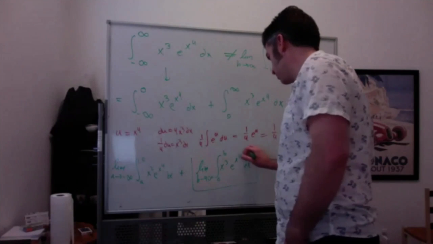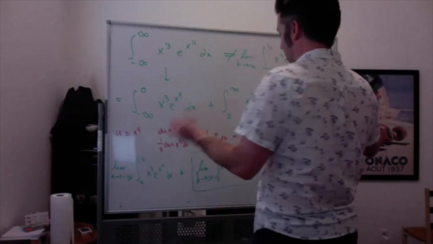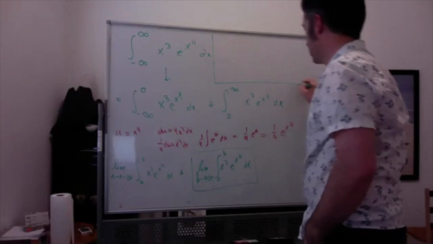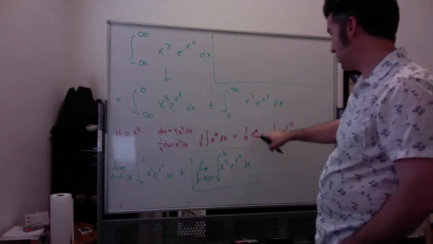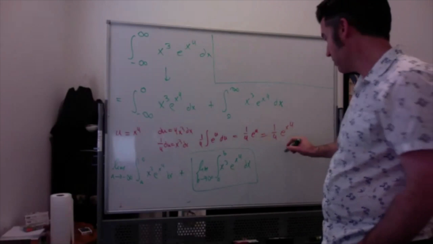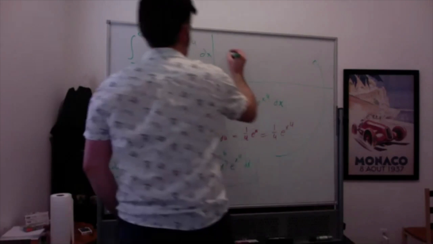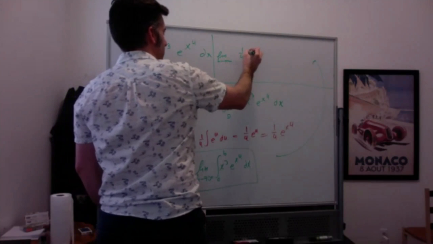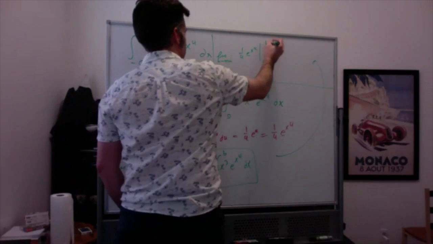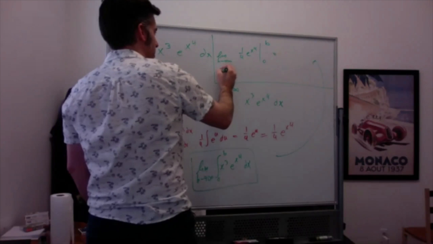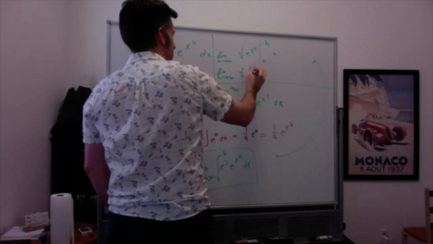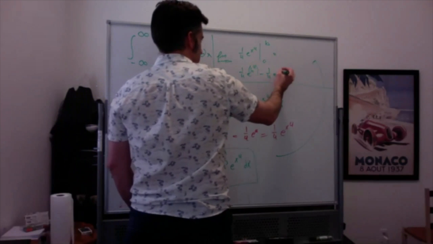So let's see here. Looking at just this part here, I really kind of ran out of room. So let's look at that part there. Well, I know how to integrate this. It's 1/4 e to the x to the fourth. So this is going to be the limit as b goes to infinity of 1/4 e to the x to the fourth from 0 to b, which is equal to the limit as b goes to infinity of 1/4 e to the b to the fourth minus 1/4 e to the 0.